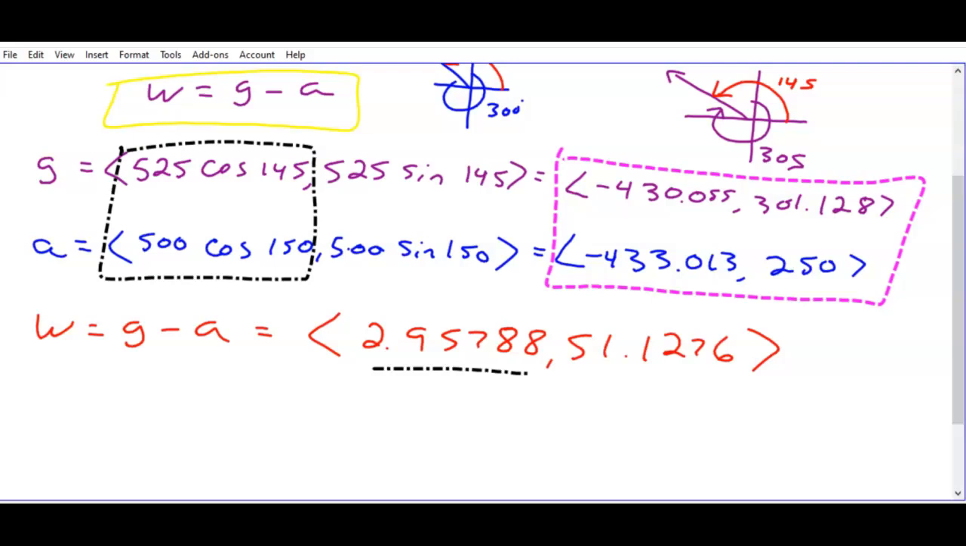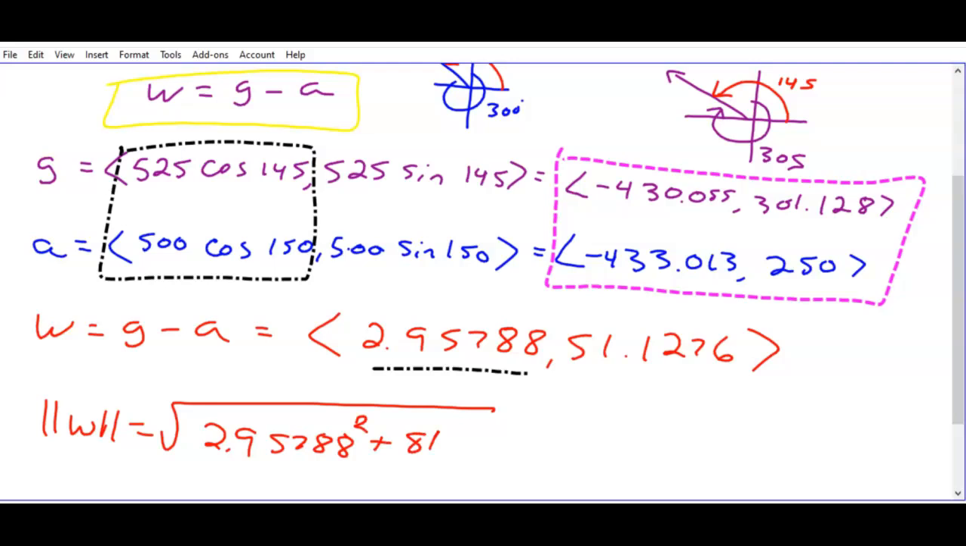Right? So now we're going to do the Pythagorean theorem to get the magnitude of the wind. 2.95788 squared plus 51.1276 squared. Two miles per hour. Make sure you label it.